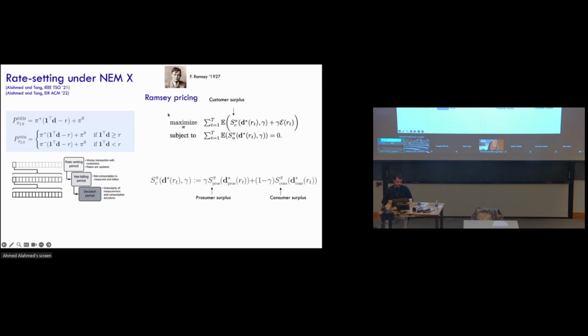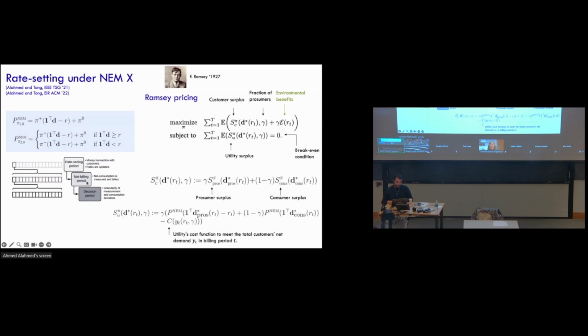And this S is the customer surplus, which is defined as the sum of prosumer surplus and consumer surplus. Then this gamma is the fraction of prosumers in the system. And this is the environmental benefit achieved due to the adoption of solar generation. And then we have the surplus function of the utility company, which has the payment the utility collects from prosumers and the payment the utility collects from consumers, minus the cost that the utility incurs to service those customers.